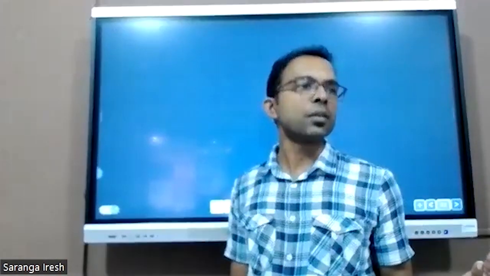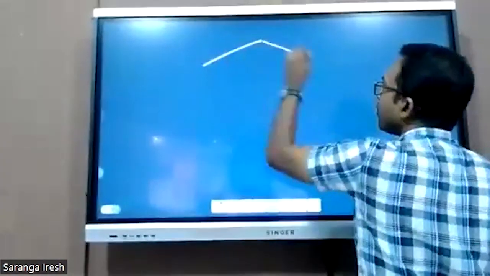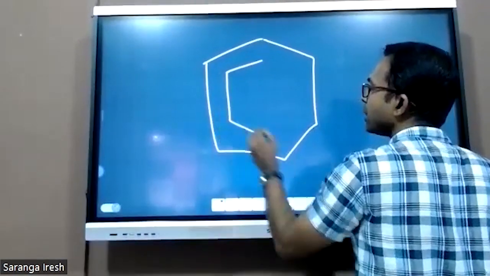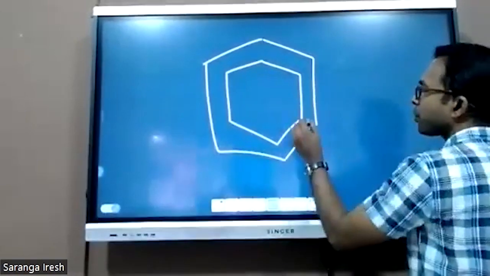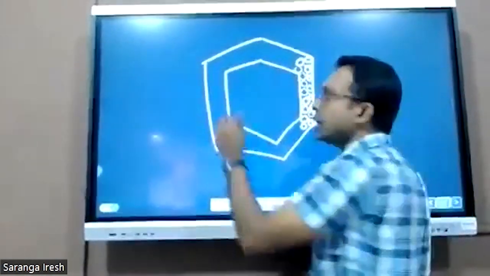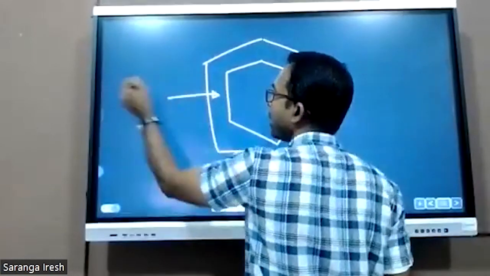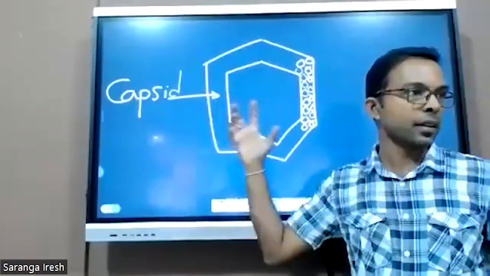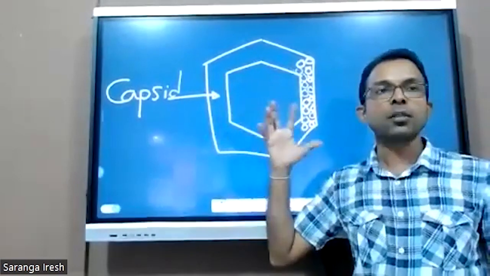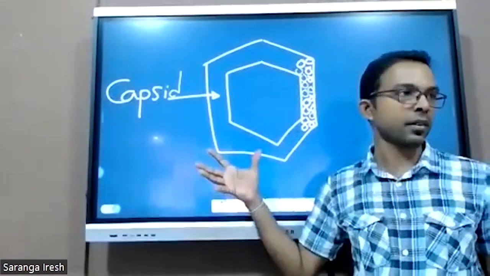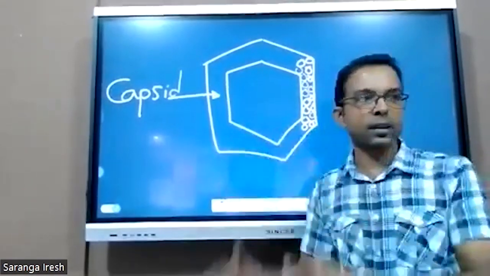They are protein molecules. They have an envelope surrounding their structure. Envelope means a cover. This cover is made up of protein molecules, and this is called the envelope. This envelope is named the capsid. Here I am just drawing a general structure for a virus to represent all the viruses, because viruses have different shapes and sizes.